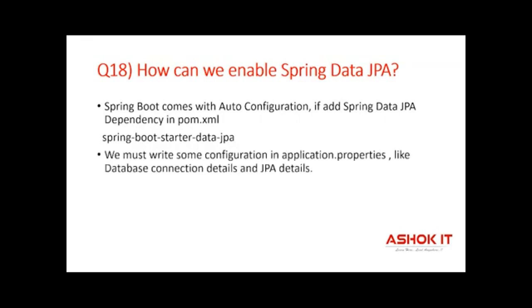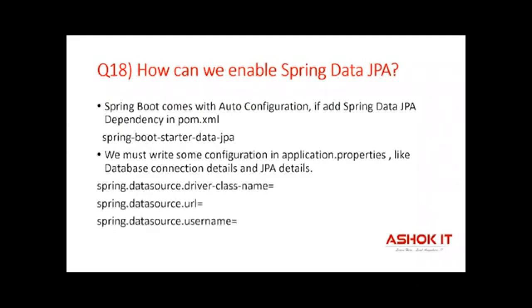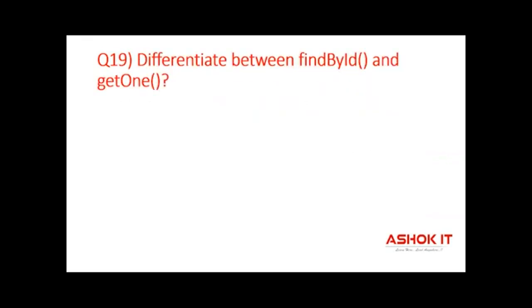And along with this, we need to add some key values in the application.properties, like database connection, JPA details. I'm just giving a few examples here. You can see some keys. These are data source keys. Not only this, even JPA show and dialect. We can even mention a few more.